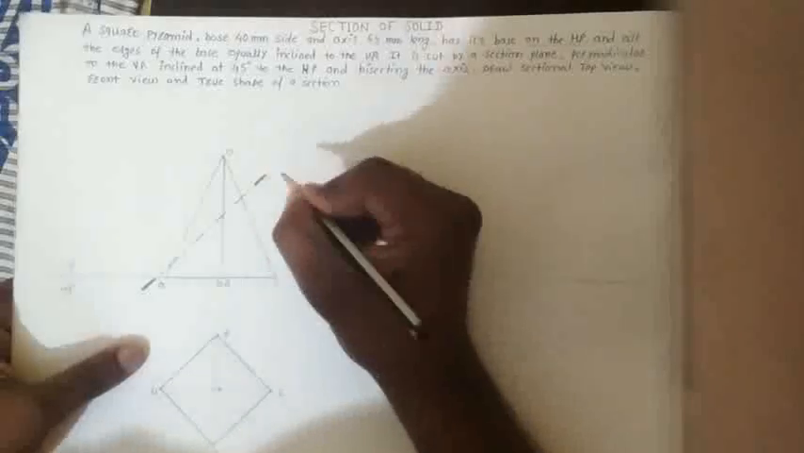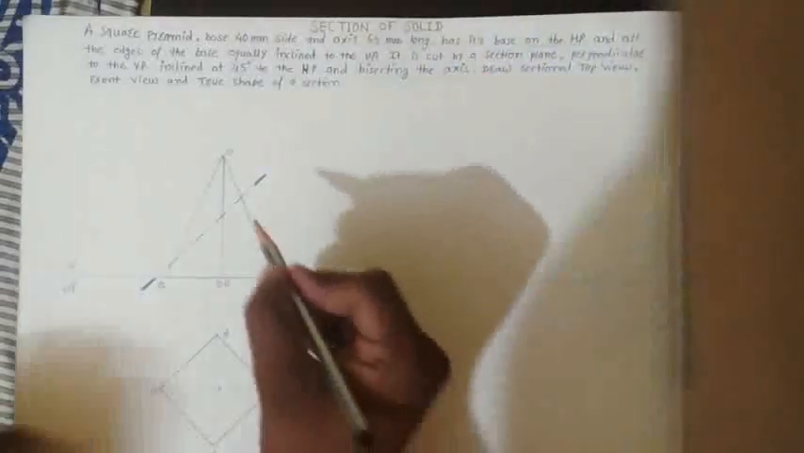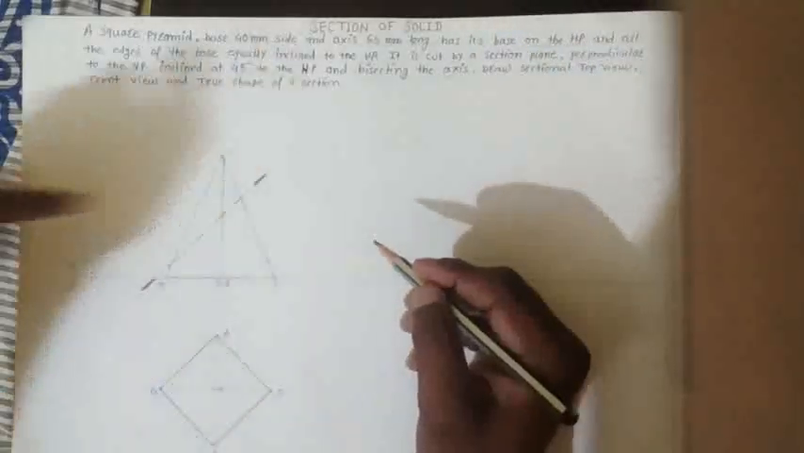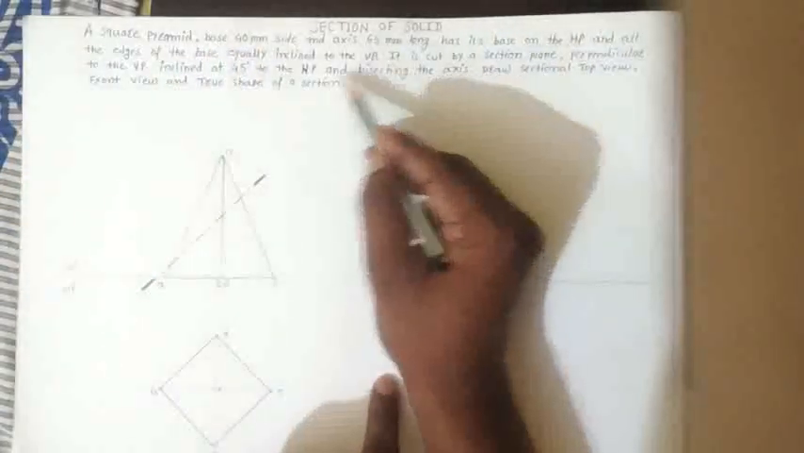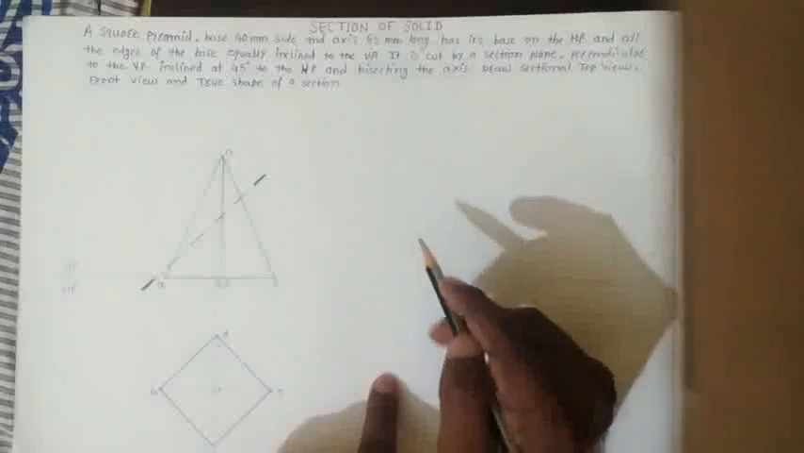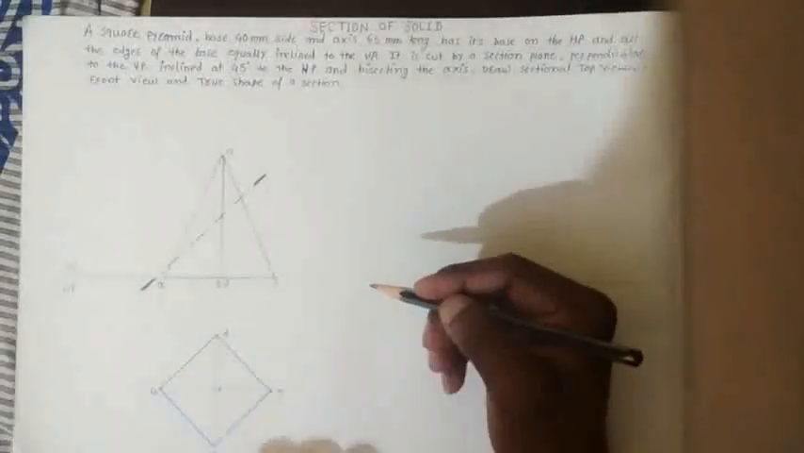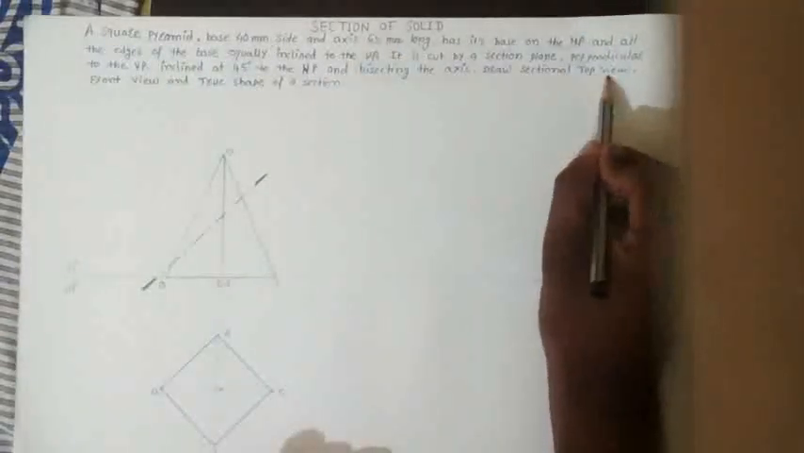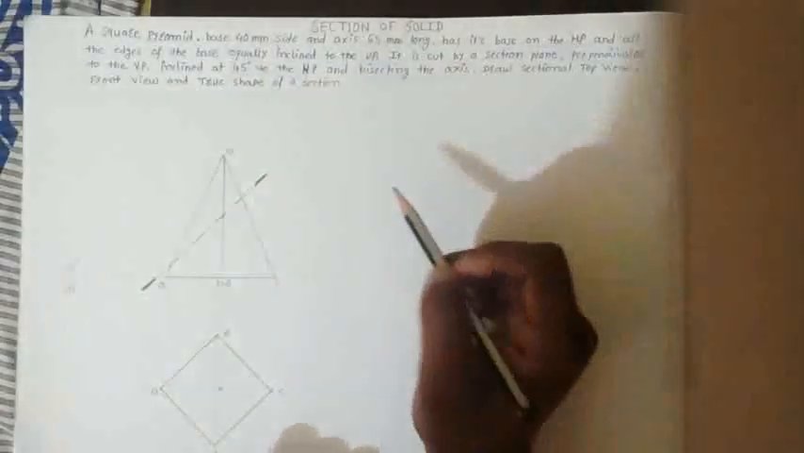this plane. This is our cutting line, which is bisecting the axis and 45 degree to the HP also. Now, further moving, we have to draw its sectional top view, its front view and true shape.